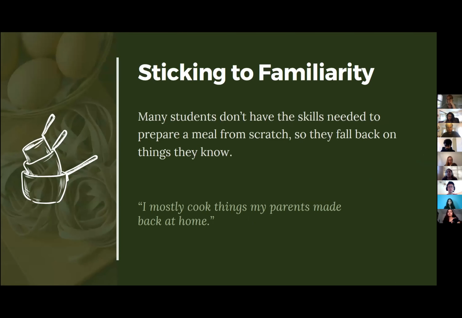Our third theme is called sticking to familiarity, which means that since many students feel that they lack the skills in the kitchen needed to prepare a meal from scratch, they tend to fall back on recipes that they already know or things that their parents showed them growing up. So like one interviewee said, I mostly cook things my parents made back at home.